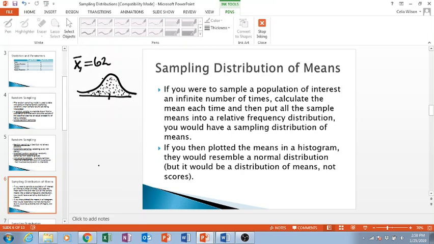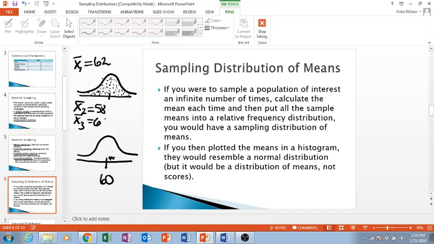The difference with this is we're not plotting individual scores. We're going to start plotting those means. So I'm going to pull one sample, and maybe this is 60 here in the middle. I'm going to pull one sample, and then I'm going to plot that mean. And then I'm going to pull another sample of that same size. So this is going to be mean 2, and maybe that mean came out to be 58. And then I'm going to pull sample 3.